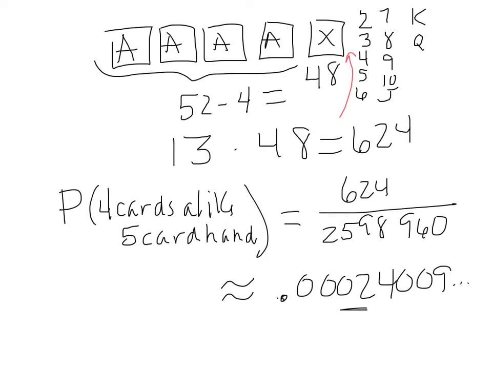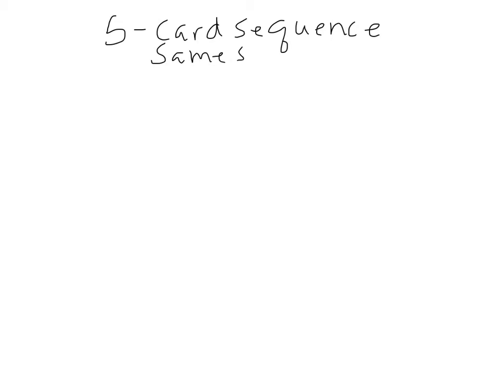So almost unlikely. So you're very excited when you get a 4 of a kind hand. Now, if you think about what it would be like to get a straight flush, and I'll explain what a straight flush is. A straight flush is getting 5 cards in sequence, same suit. That is called a straight flush.